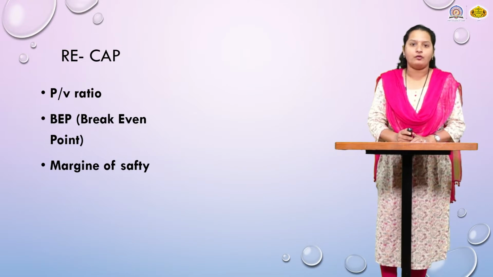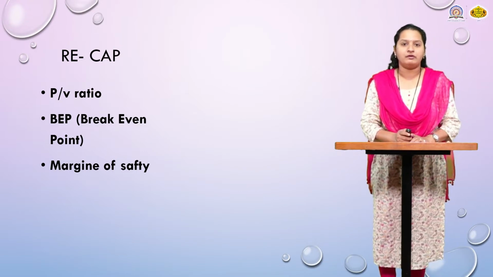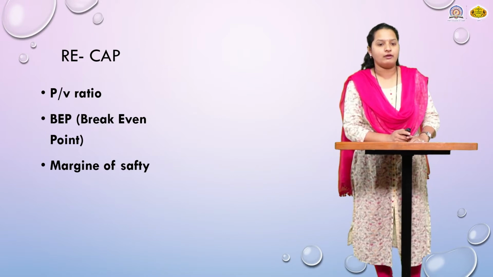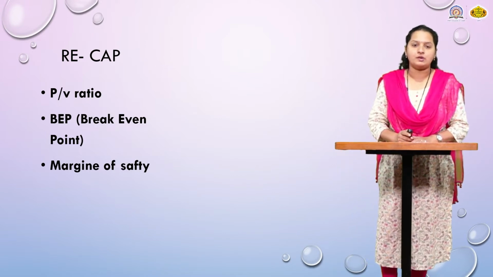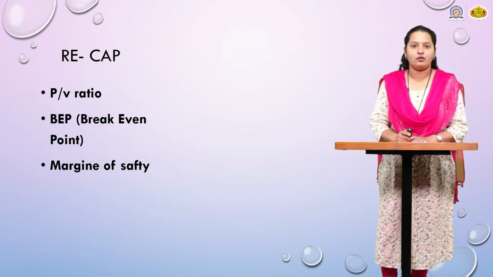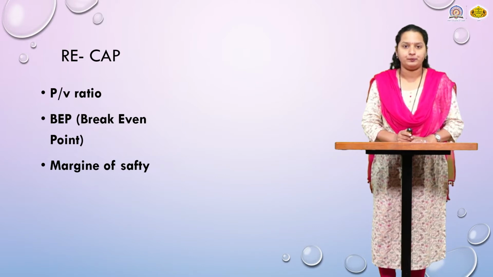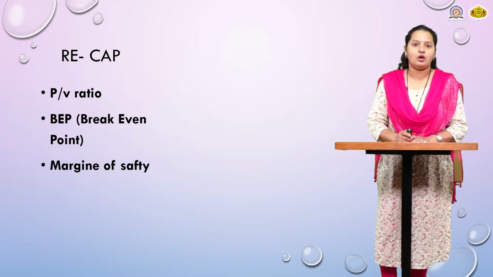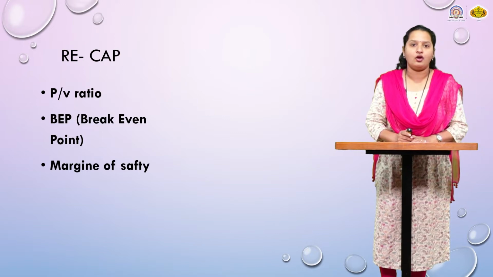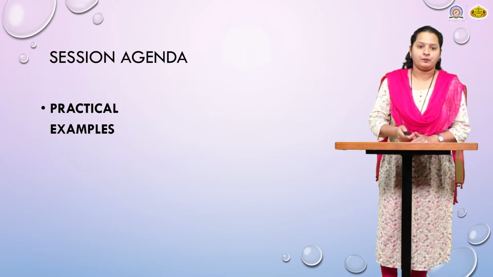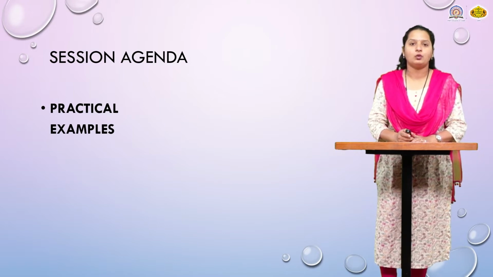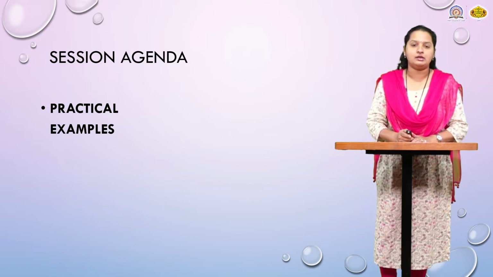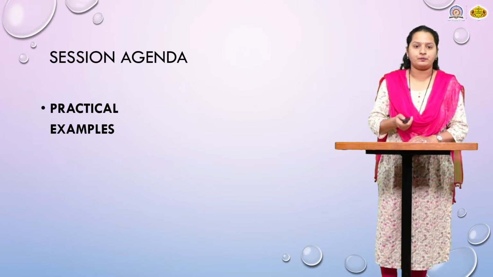This is the recap of whatever we have seen in the previous lectures. We have already seen the concept of PV ratio, the concept of break-even point, as well as the concept of margin of safety. Today we are going to talk on some practical examples on these areas. This is the session agenda: we are going to learn more practical examples under marginal costing.